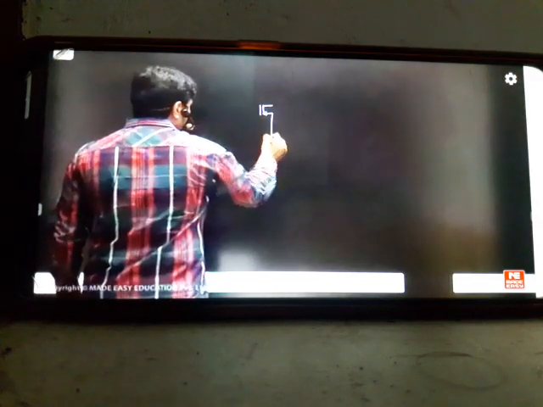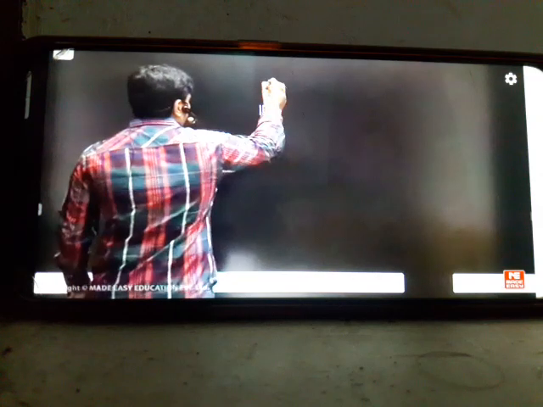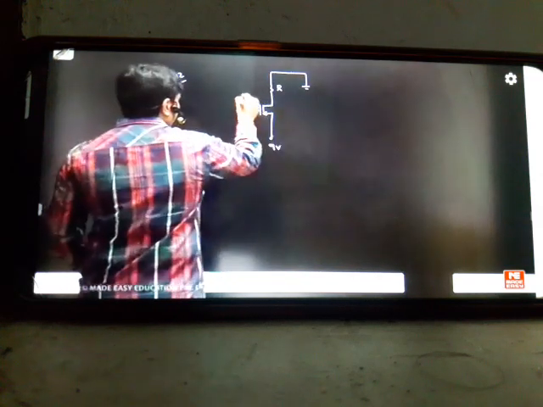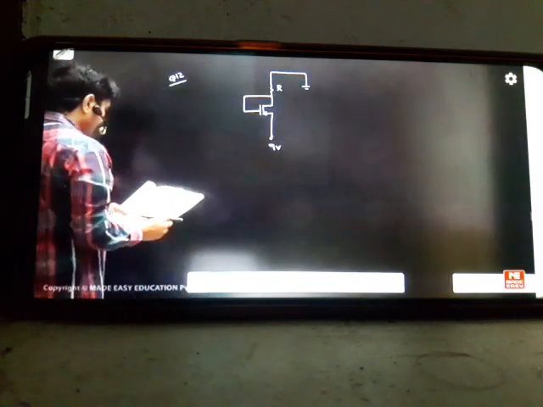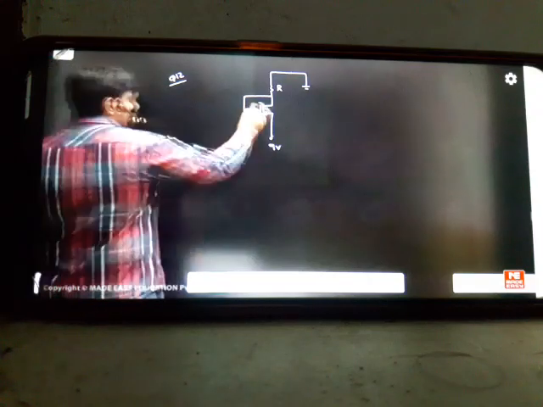This is a PMOS with a 9 volts battery. There is a resistor to ground. And he connected here a short. This is called the PMOS current saturation technique. So let us start doing this problem.